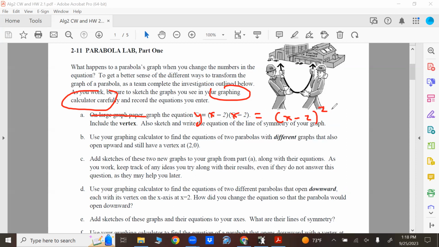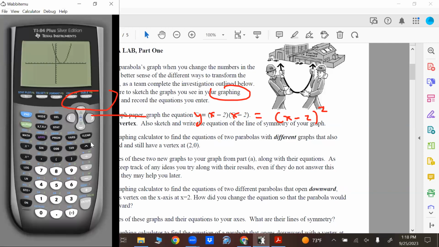So we're going to graph that in the calculator. The way you would do it, it's really simple. Turn on the calculator, go to y equals, and you punch in (x - 2) times (x - 2), or you do parentheses x minus 2 raised to the second power. Same thing, right? No different.